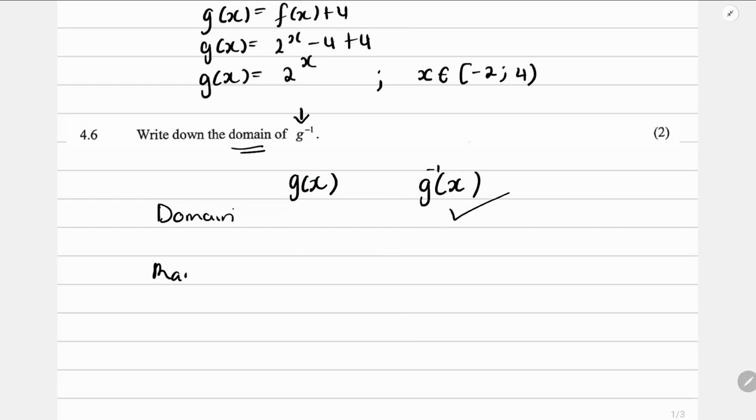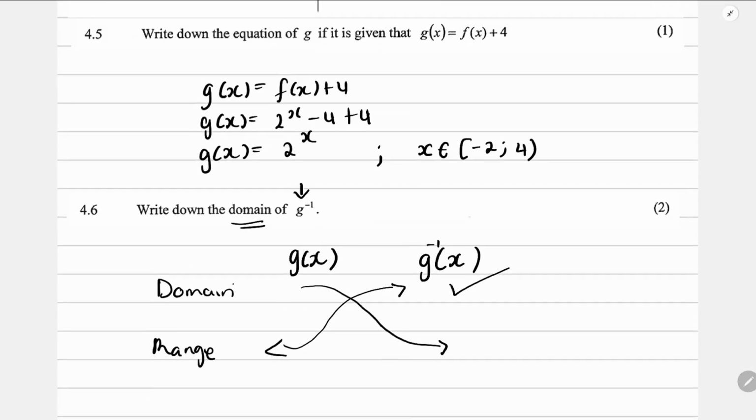The range of the original becomes the domain of the inverse, and the domain of the original becomes the range of the inverse. So you see that in order to find the domain of the inverse, we need to find the range of the original. Okay, now remember, the domain of the original function is this. So how do we find its range?